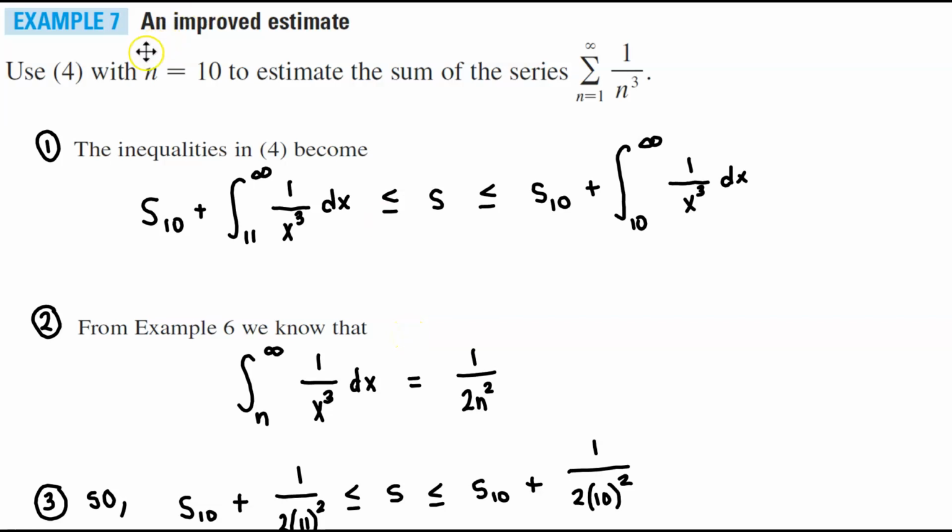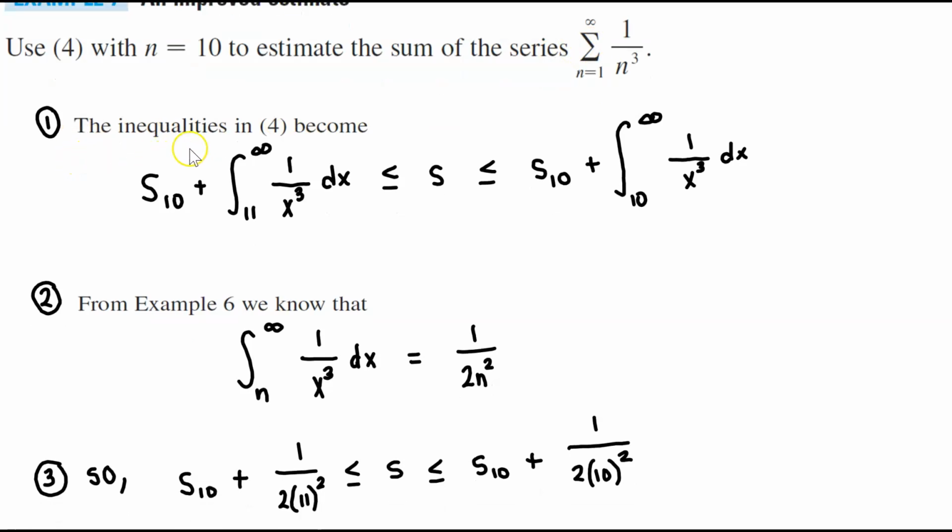Example number 7, an improved estimate. So we're going to use theorem 4 with n equal to 10 to estimate the sum of the series of 1 over n cubed, as n goes from 1 to infinity. Now in step 1, the inequalities in theorem 4 become the following.